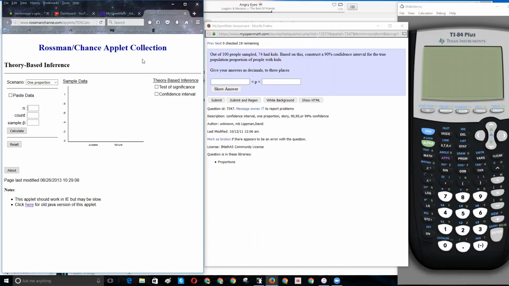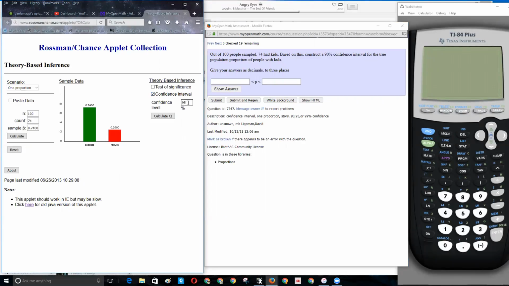So I'm seeing there's 100 people. I know there's 74 of them who have had children, and that's my sample proportion, so almost 74%. And we don't really know what the population percentage is. So basically, if you've watched all those videos about the theory, this is about we don't know the middle. So I'm going to do a confidence interval, and they're telling me a 90% confidence interval.